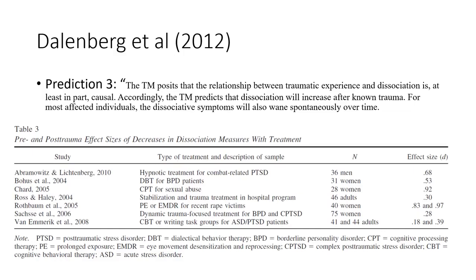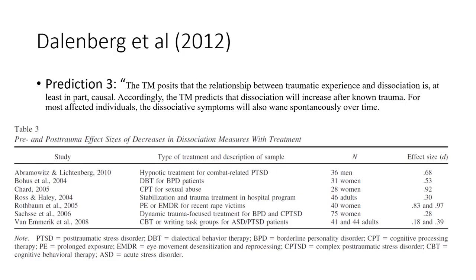Same with the next study here by Saxe, using dynamic trauma-focused treatment for bipolar and complex PTSD. Same pattern there. And the final study here, they're saying that in this clinic that used CBT, cognitive behavioral therapy, or writing tasks, found the same pattern of dissociation going up after trauma and then down after time or after treatment in people with PTSD and acute stress disorder.